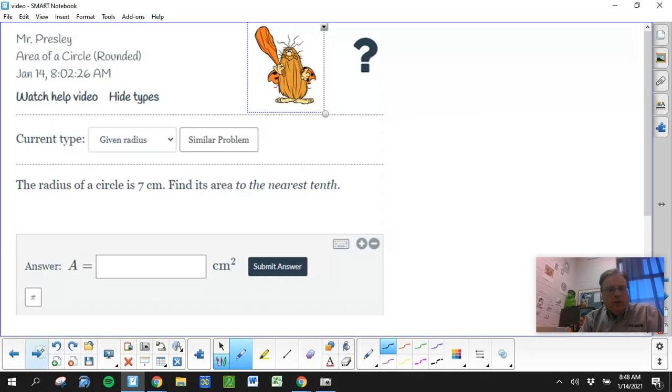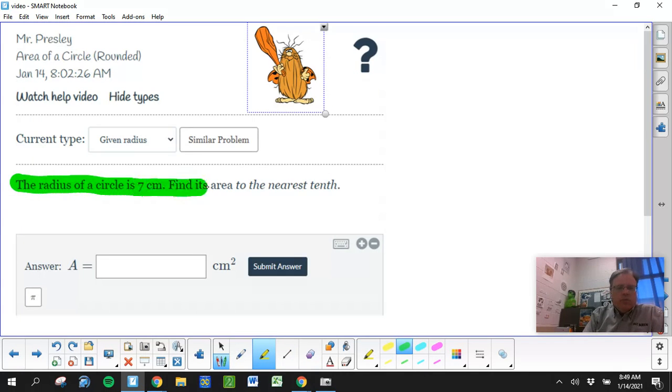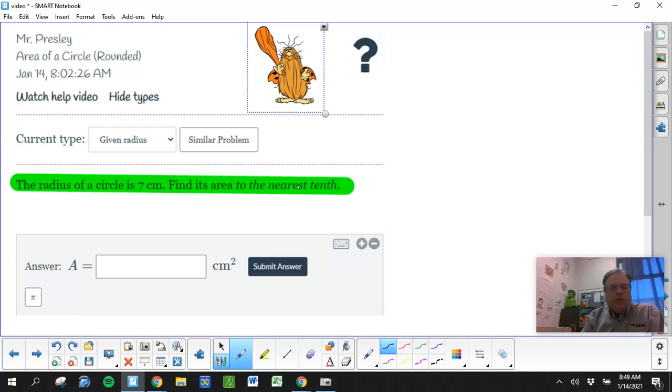Okay, so we're finding the area of a circle, and here's the problem. The radius of a circle is 7 centimeters. Find its area to the nearest tenth. Well, this is similar to another video I've already done, so I'm just going to get right to the point.